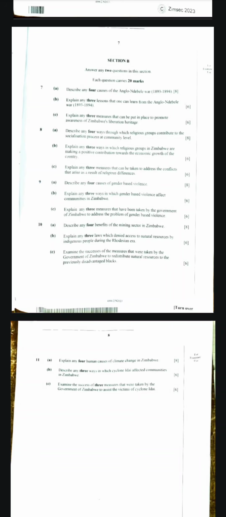That's the beauty of heritage studies. Heritage studies is fine. Why? Because it incorporates geography and it incorporates history. So once you have the historical information from the missionary activities, the first Chimurenga, second Chimurenga, causes of the Chimurenga, the pioneer column, the resistance of the Ndebele, the Anglo-Ndebele War from 1893 to 1894, it's just the bread and butter. You're just good to go. So what were the causes of the Anglo-Ndebele War?